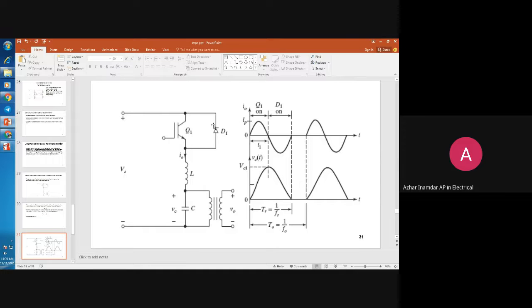So this diode D1 should be connected as close as possible to the thyristor. If you use a thyristor instead of an IGBT, the connecting leads of this diode should be as short as possible to reduce any stray inductance in the loop, which is the loop formed by T1 and D1. This is the case when you are using thyristors instead of IGBT.